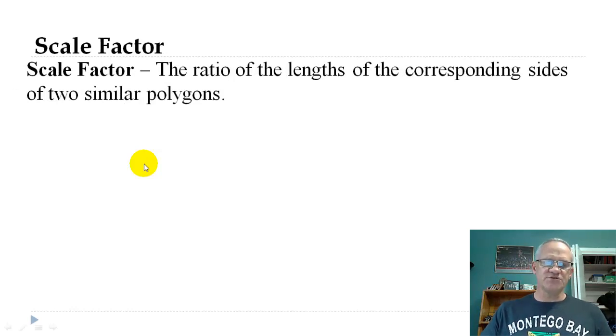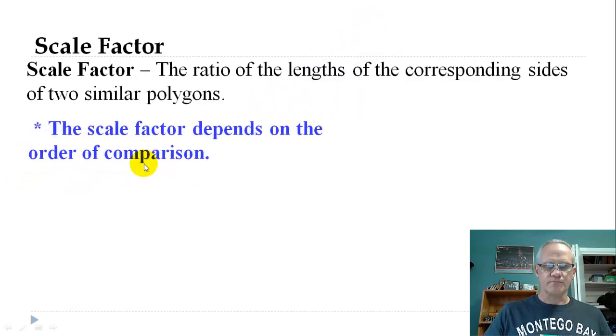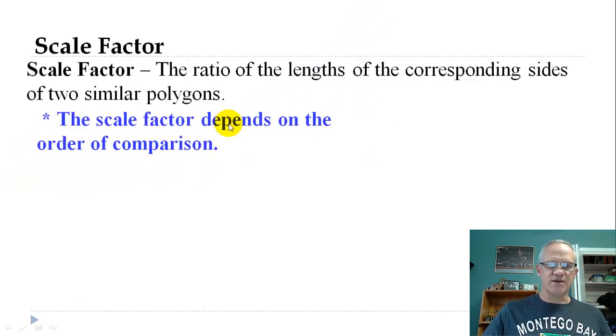The scale factor is just the ratio of the lengths of the corresponding sides of the two similar polygons. So again, we're just talking about the ratio of the sides. We didn't have numbers there, so we didn't really have a scale factor on the last one, but we're going to throw some numbers in here. The first thing is that the scale factor depends on the order. What order do you do this in?